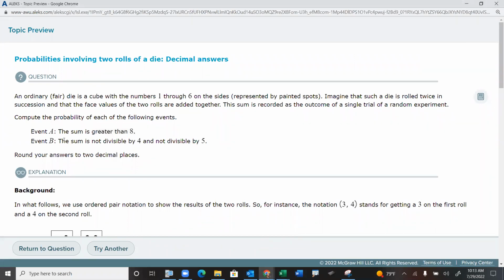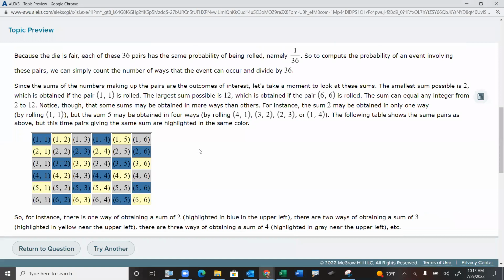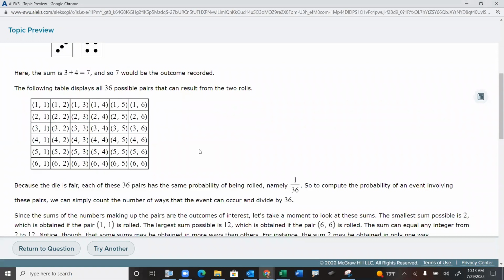Part B being, okay, what's the probability that the sum is not divisible by 4 or 5? Okay. So you know what? I guess we could take a look at that. I don't know. All those colors confuse me. So let's do this.